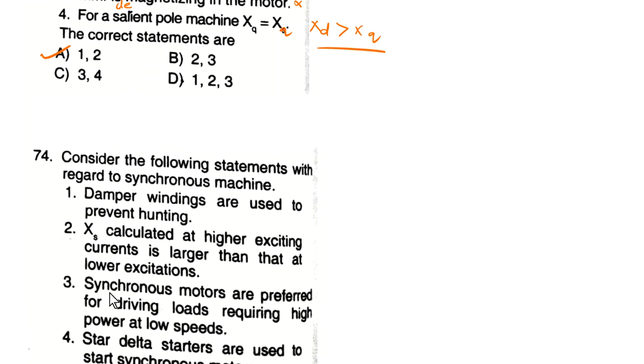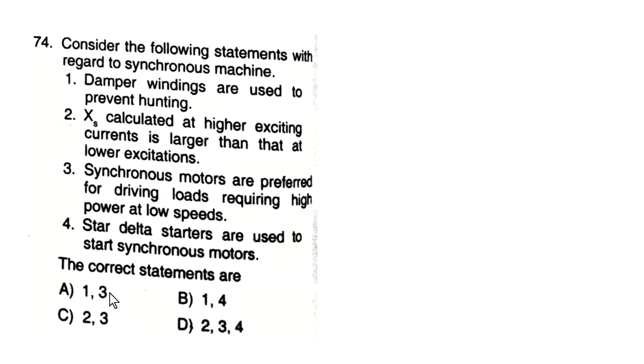Next one. Next question here. Consider the following statements with regard to synchronous machine. The damper windings are used to prevent hunting. XS calculated at higher exciting currents is larger than that at lower excitation. Synchronous motors are preferred for driving the loads requiring high power at low speeds. Star delta starters are used to start the synchronous motors here. Okay. So damper windings are used to prevent the hunting in synchronous machine. Okay, it's a correct statement.